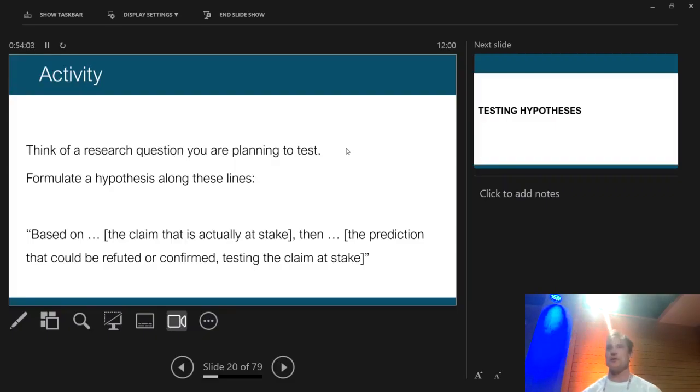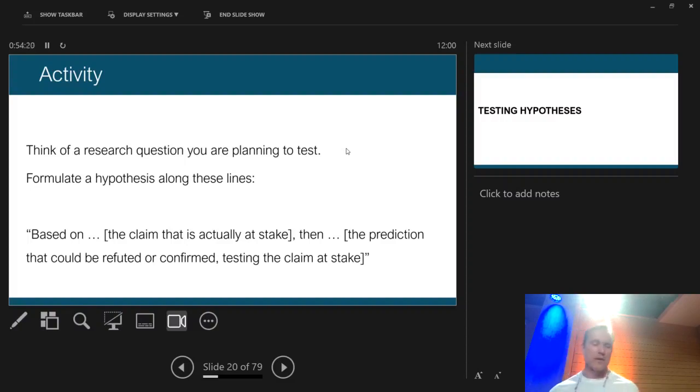So the question is, do you call it a theory? Yeah, what do you call a theory? That's what I wanted to say. I'm not trying to say something grandiose. I just want to say, what's the claim that's a bit more general than the prediction that's really at stake here if the prediction fails?